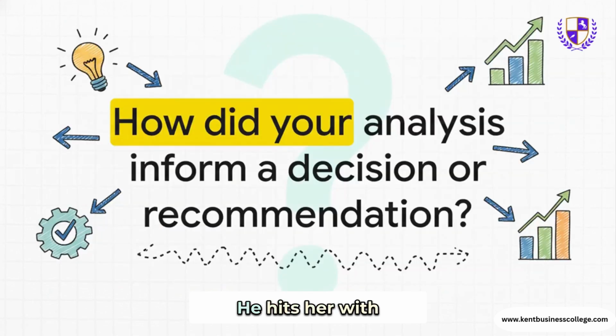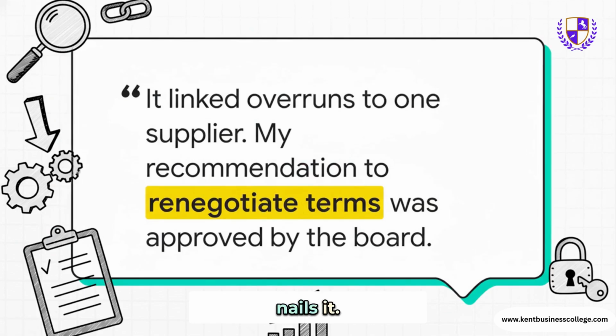Adam's not done though. He hits her with a follow-up, and this one is just as important. He's asking about the impact, the so what. He wants to know what happened because of your analysis. What was the outcome? And again, she nails it. Her answer is super specific and totally focused on the outcome. She says her analysis pointed to one single supplier, and because of that, she recommended renegotiating terms, which got approved. See that? She drew a direct line from her analytical insight to a real business decision that fixed the problem.